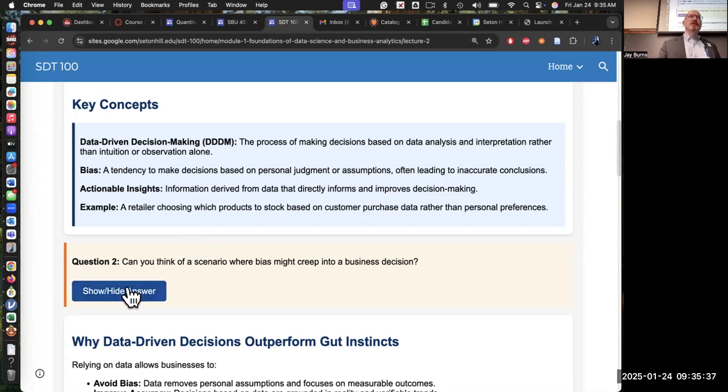So turning to a partner, can you think of an example of a scenario where bias might creep into decision making, in particular business decision making? Discuss.